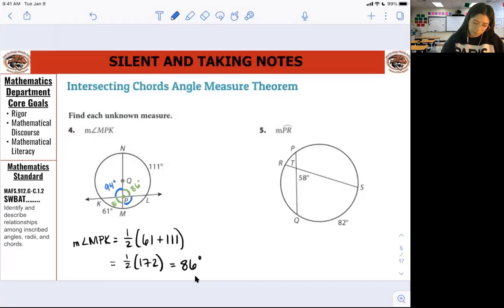Good. Altogether, the four of them have to make 360 degrees. And the ones that are next to each other have to add up to 180 because they are a linear pair. They're next to each other on a line, so they have to add up to 180. So you could have also done 180 minus 86, gives you 94. All right, try number 5 on your own. PR, this arc, is what we're finding.